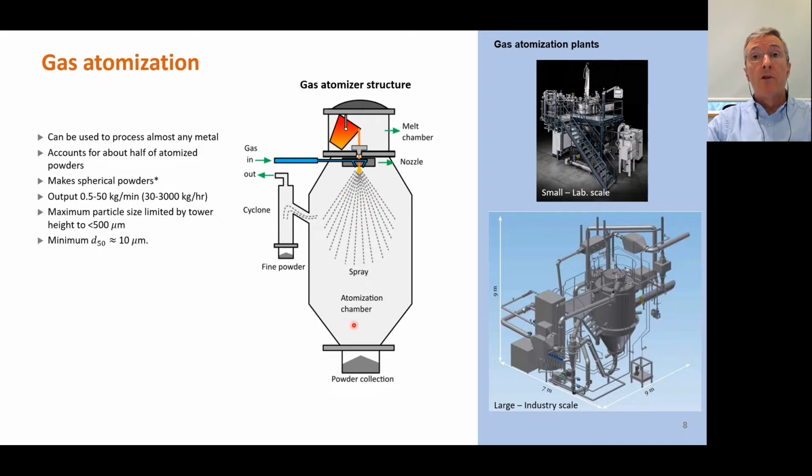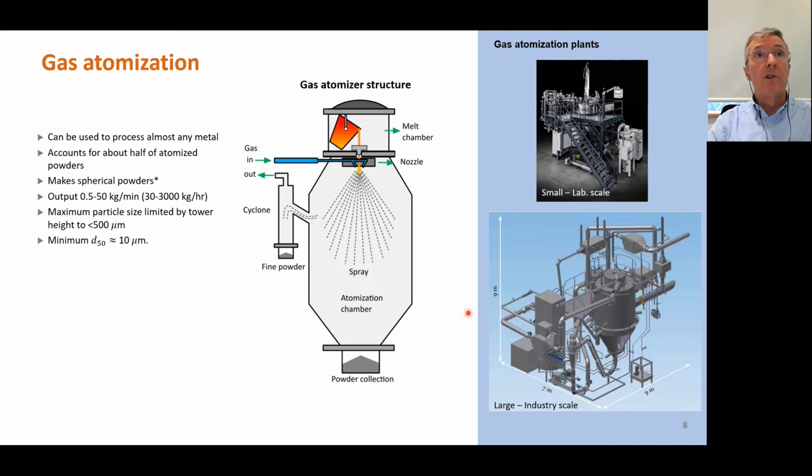Droplets fall, solidify, and are collected at the bottom. Fine powders are usually collected on a side or even at the bottom also, and separated using a cyclone, and you have another collector here. And as you can see, gas atomization plants can range from small size for lab scale to very large size for industry scale.